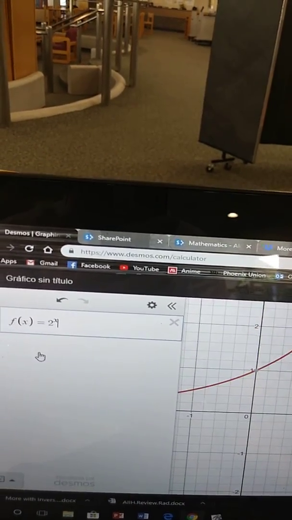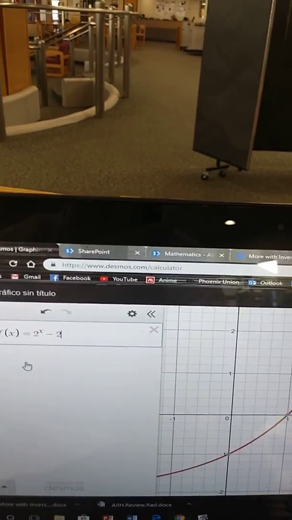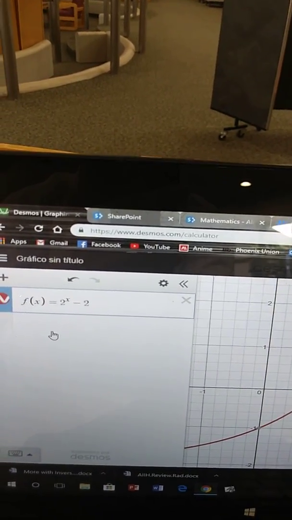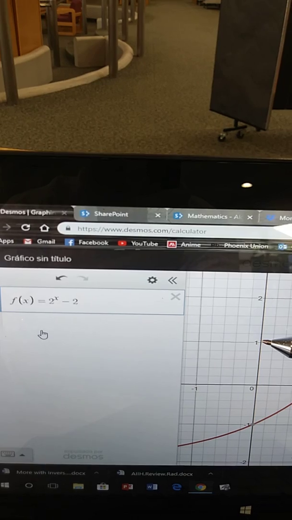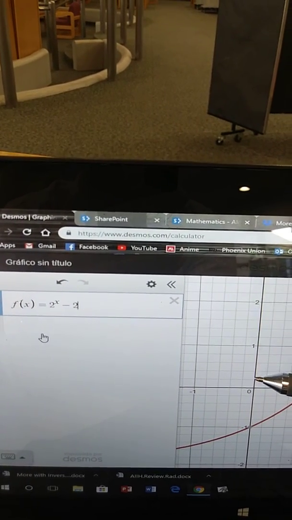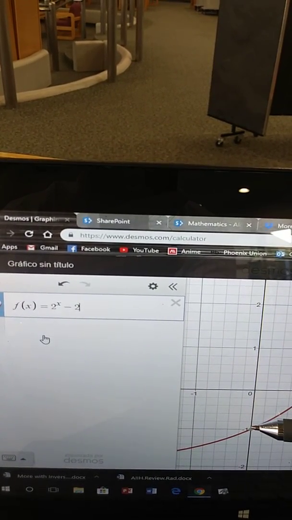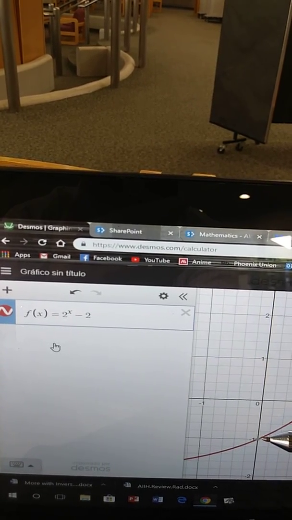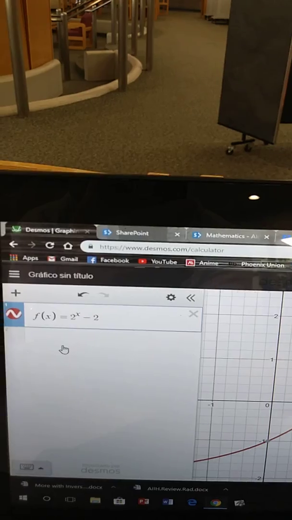Let's say that instead of adding 1, I subtract 2, minus 2. Well, let's see if that's actually accurate. So the original graph used to pass through this point. It went down 2 units, 1, 2 units. There you go. So now the graph passes through that point. So that's what it means to have a vertical shift.